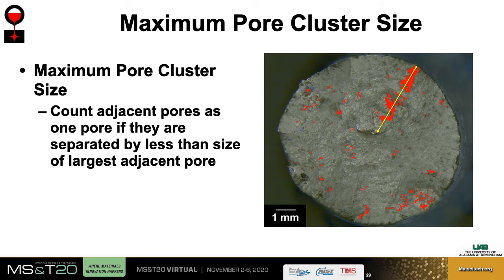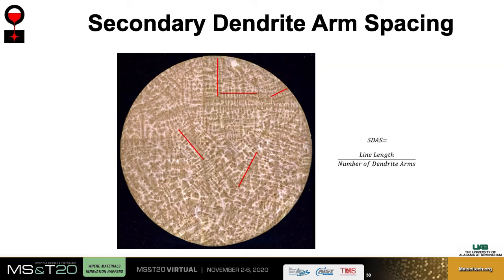One measurement that UAB developed when we were working on a cast high-strength low-alloy steel a few years ago was this max pore cluster size. Using a stereo microscope, microporosity on the fracture surface is marked as shown in this image. Indications are measured as a cluster instead of individually. If the distance between adjacent pores is less than the largest adjacent pore, that's considered a cluster. Only the maximum or the largest cluster size is measured.